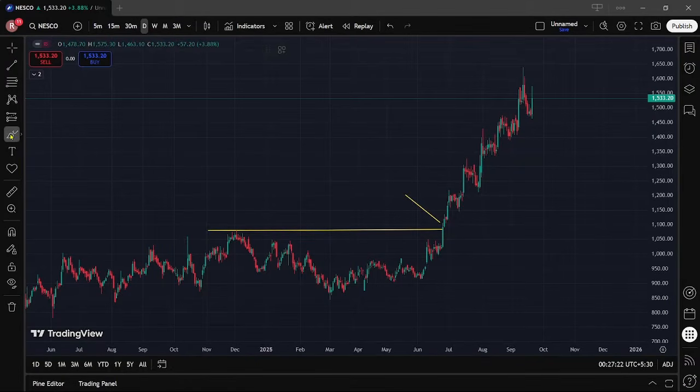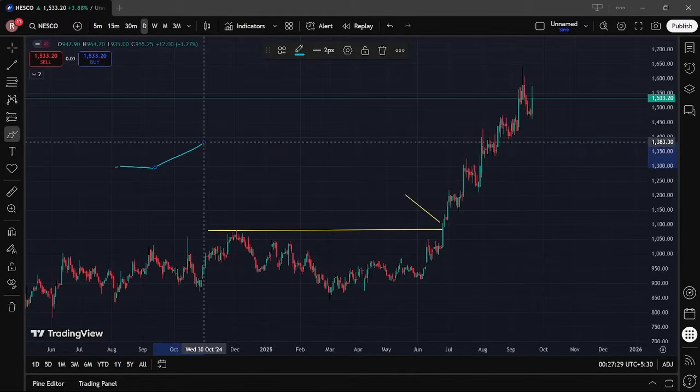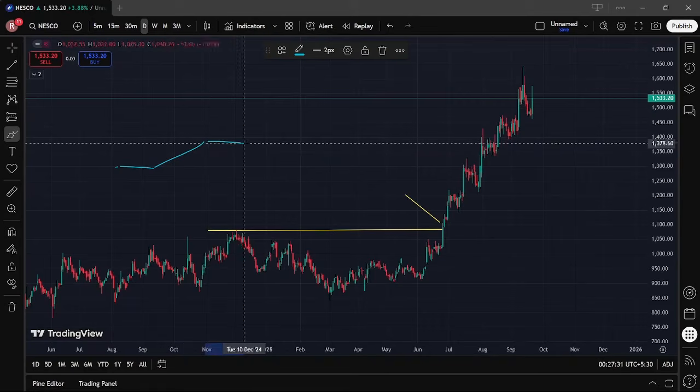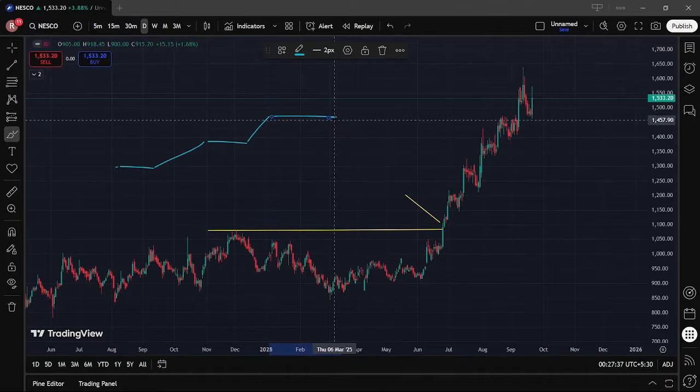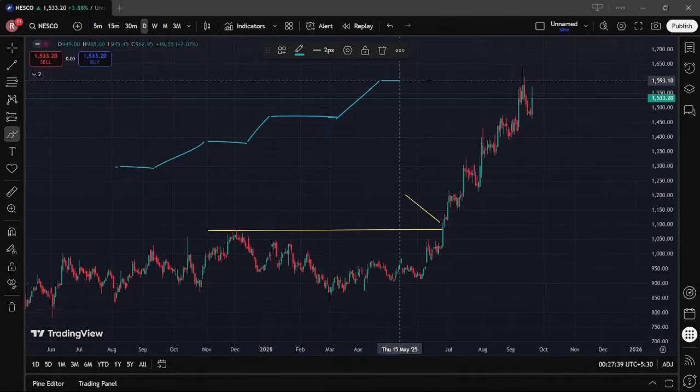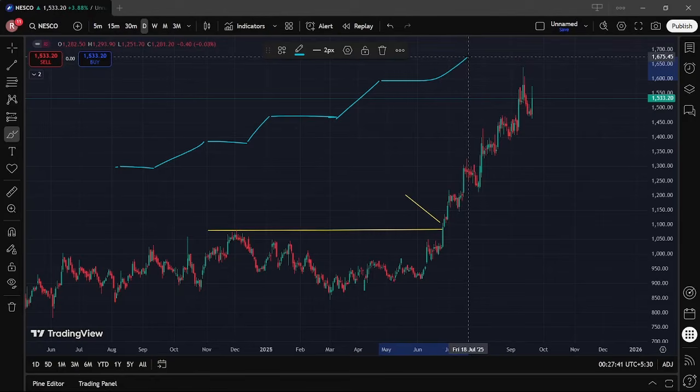What I mean to say is it will go for some short consolidation like this. Again, it will go for a breakout. Again, it will go for a consolidation, and again it will give you a breakout. What does this indicate? This indicates a positive move.